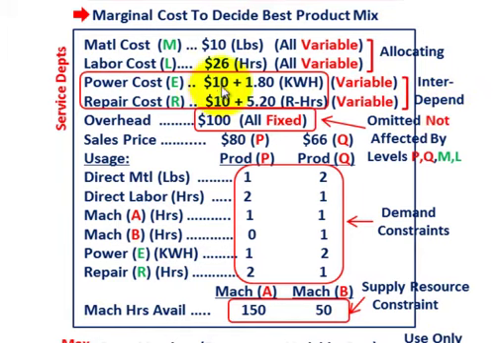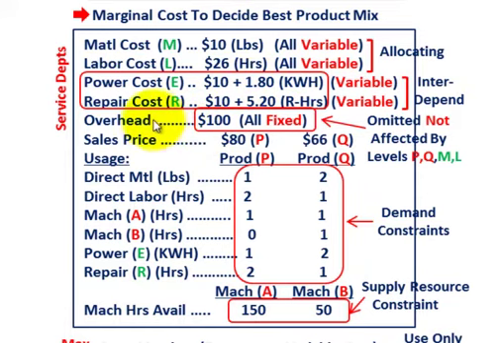And I'm showing here we have a fixed cost of $10 per hour plus $1.80 per kilowatt hour, and then $5.20 per hour for the repair cost. So we've got a fixed portion and then this variable portion, and this is what we're going to be working with in this problem.